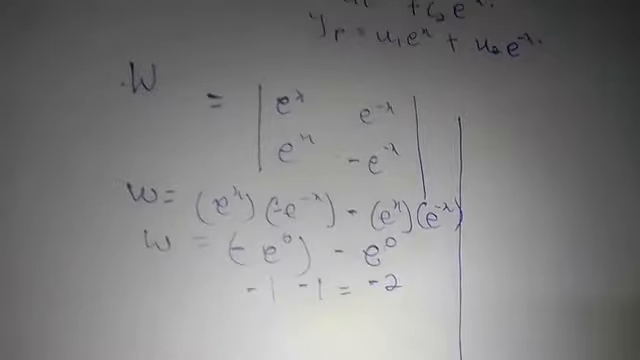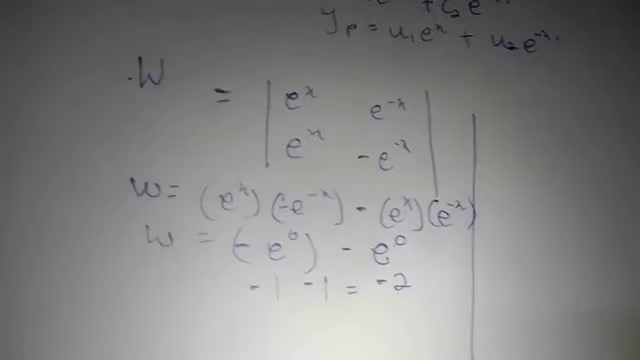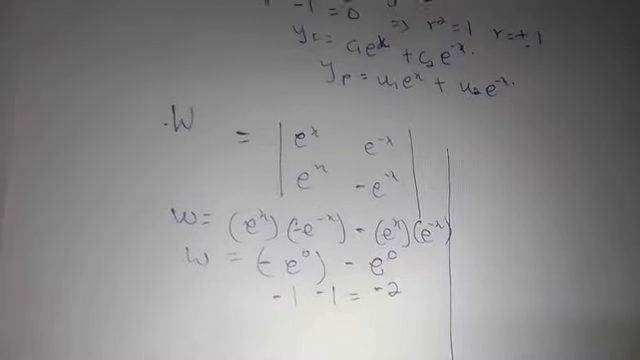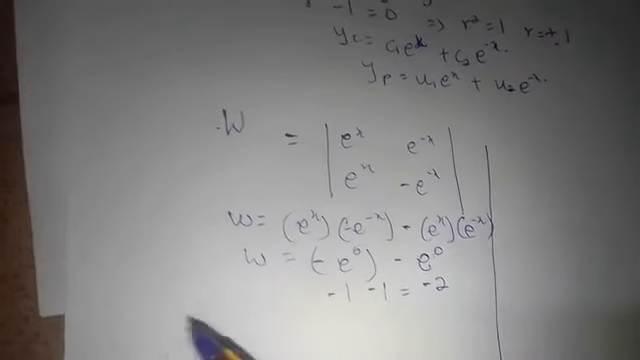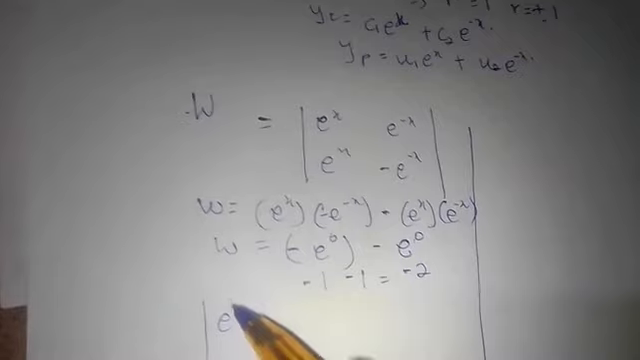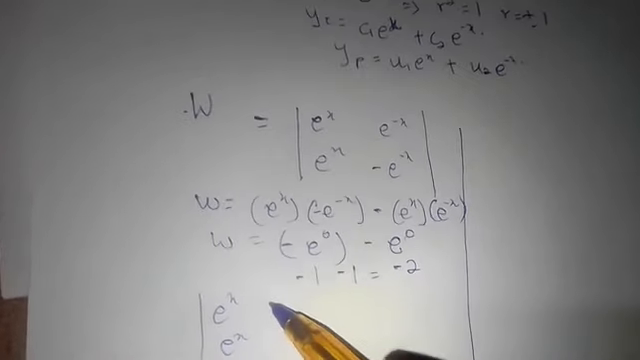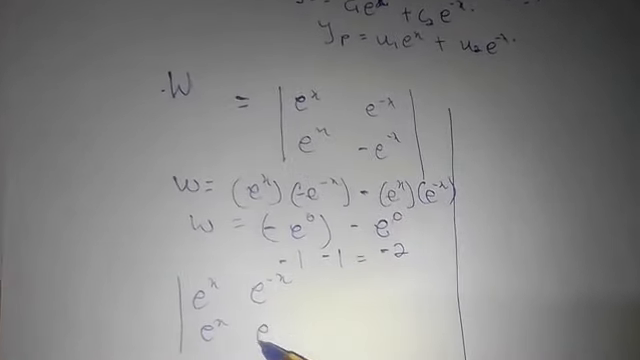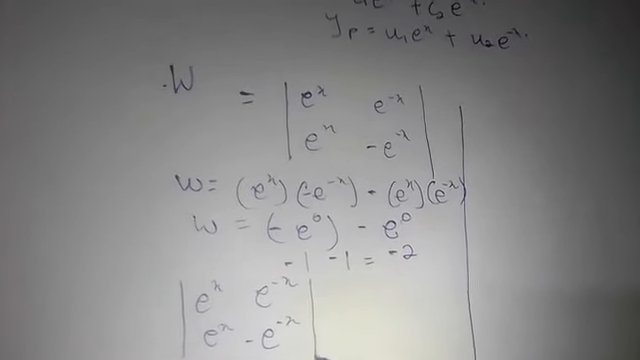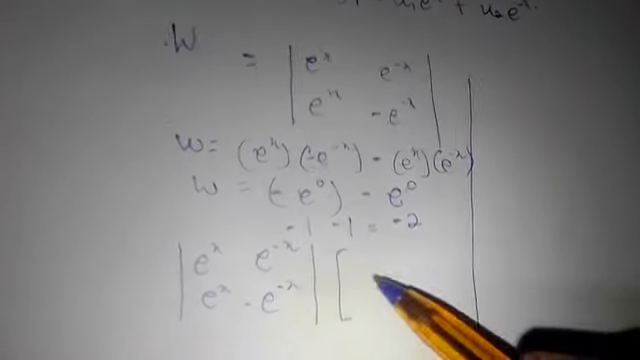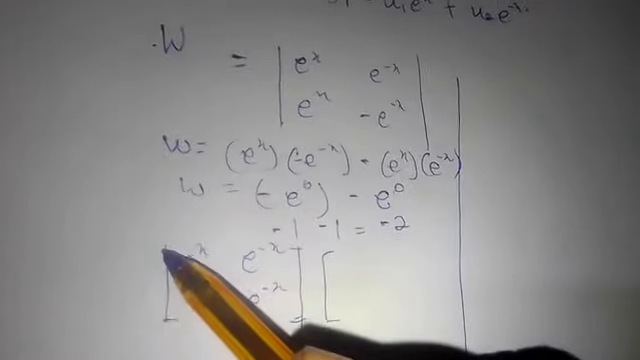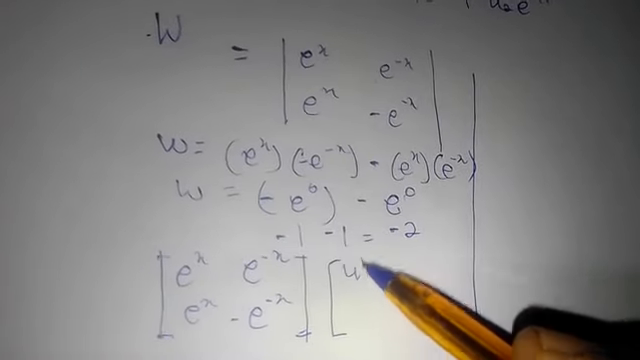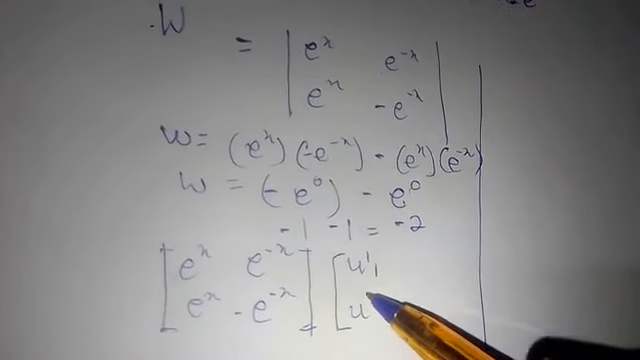Once I get this, I'll put it down. Then I apply Cramer's rule to solve for u1 and u2. So we have this system of equations that I'm going to write here: e to the power x, e to the power x, then e to the power negative x, negative e to the power negative x, multiplied by u prime 1, then u prime 2.